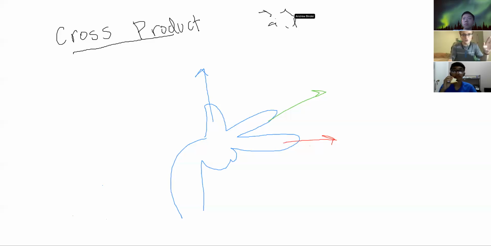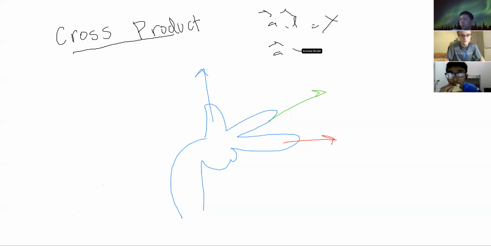A dot B equals some sort of X, where X is then defined as AX, BX plus AY, BY. It's a number. Now, the cross product of A cross B is going to be a vector, some sort of vector C. Now, there are plenty of ways to describe what a cross product is.